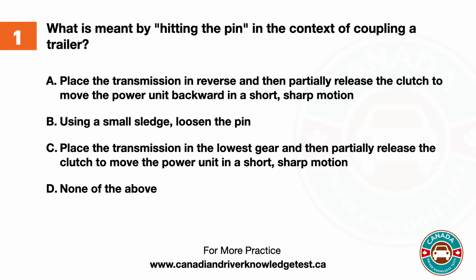Question 1. What is meant by hitting the pin in the context of coupling a trailer? A. Place the transmission in reverse and then partially release the clutch to move the power unit backward in a short, sharp motion. B. Using a small sledge, loosen the pin. C. Place the transmission in the lowest gear and then partially release the clutch to move the power unit in a short, sharp motion. D. None of the above. The answer is A. Place the transmission in reverse and then partially release the clutch to move the power unit backward in a short, sharp motion.